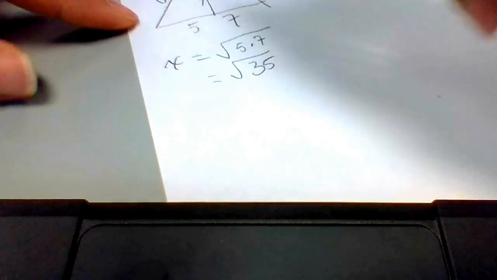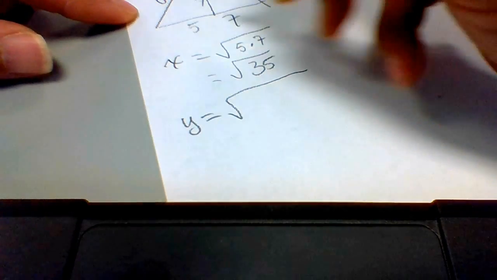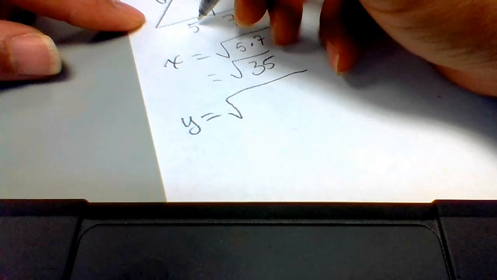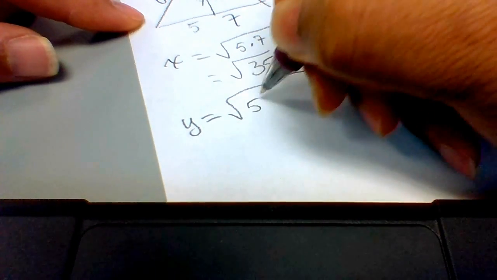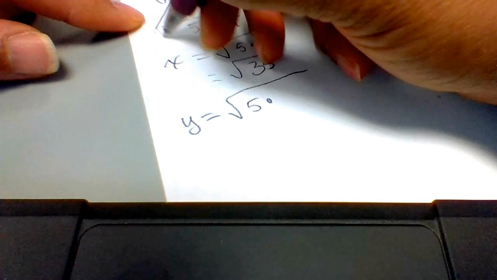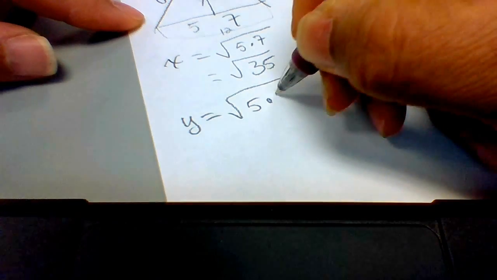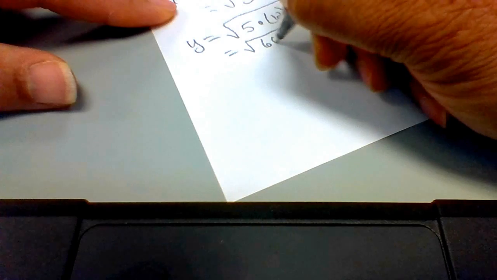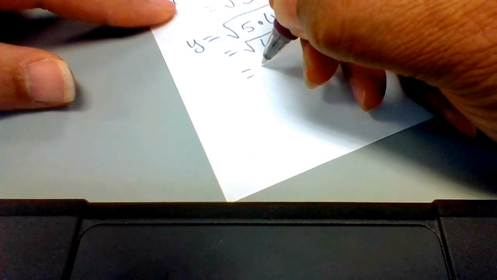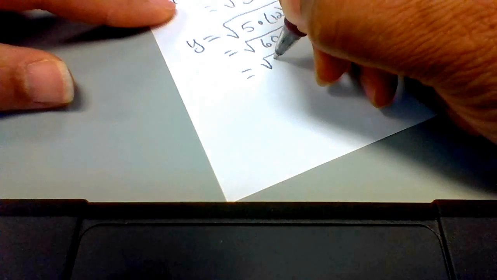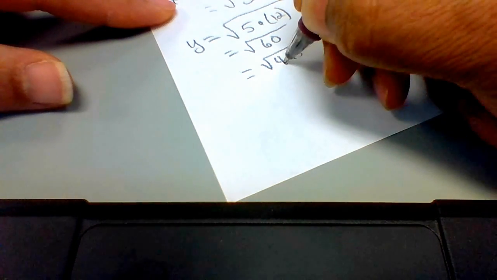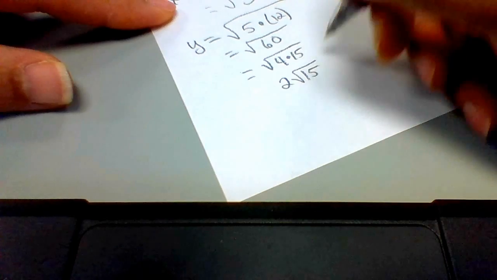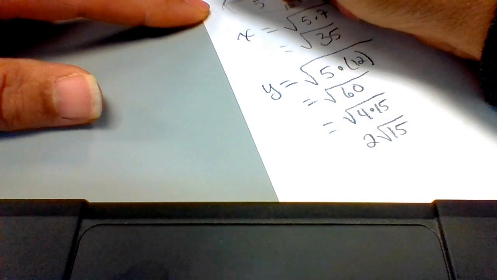If I'm trying to find Y, Y is going to be the square root of the closest base number, which is 5, times the total base. Well, the total base here is 12. So times 12. And this will give me the square root of 60. And 60 has a perfect square in it, which is 4. So the square root of 4 times 15. And the square root of 4 is 2. And I'm left with the square root of 15. So Y then is going to be 2 square root of 15.